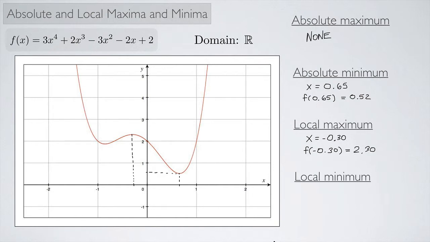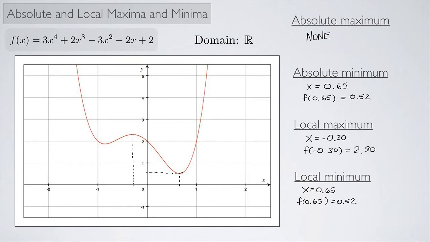How about local minimum? So for a local minimum, we have this right here. This does look like a local minimum. It's also an absolute minimum, but it still counts. So we have x equaling 0.65, and we saw earlier that f of 0.65 was 0.52. Okay, so that's a local minimum.